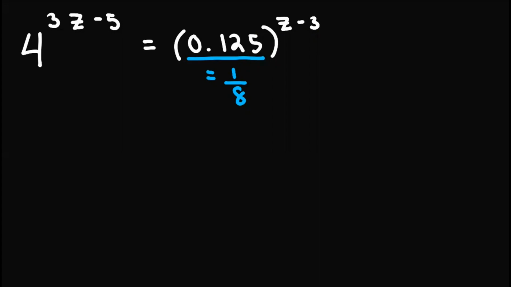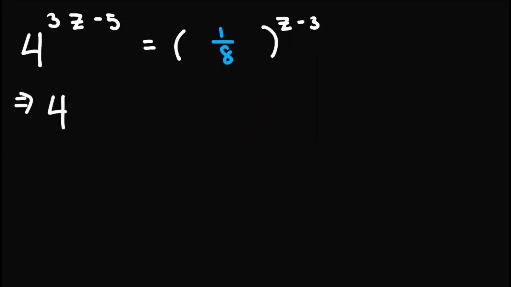So with this in mind, we can rewrite this as 1 over 8. Now it might still seem a bit hard, but it's now easier than the first one. Note that 4 raised to 3z minus 5 equals 1 over 8, and 1 over 8 can be written as 8 raised to negative 1, raised to z minus 3.